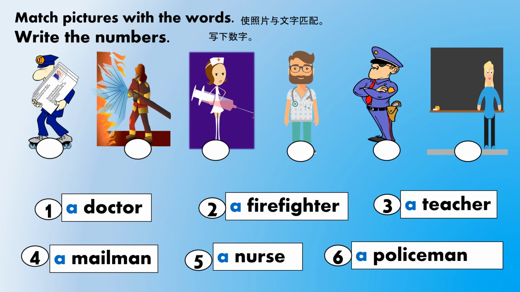Now, do this exercise. I'm gonna ask you the question and put the number below. Write the numbers. Okay? So what is he? What is she? What is he? What is he? What is she?